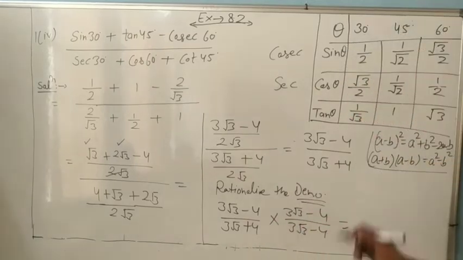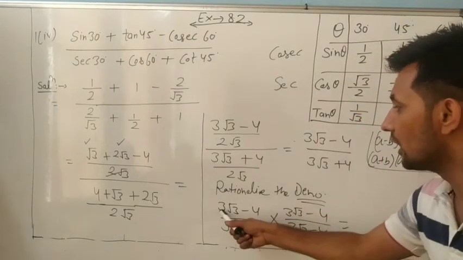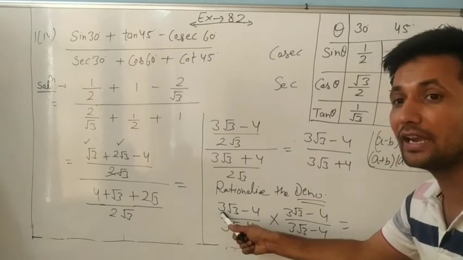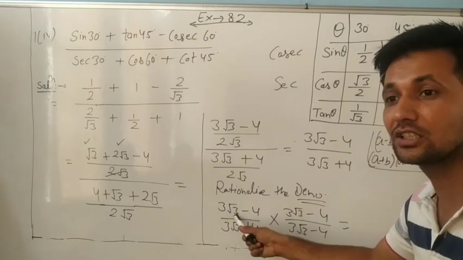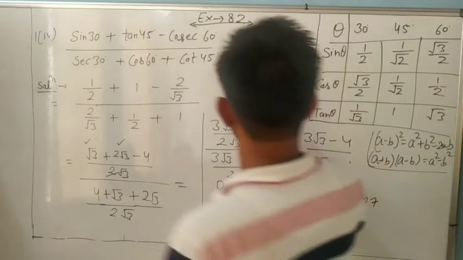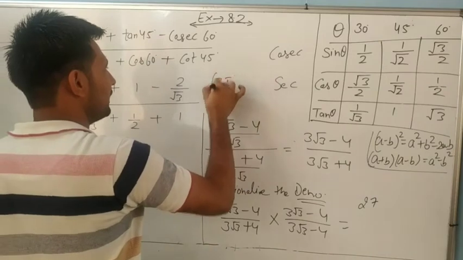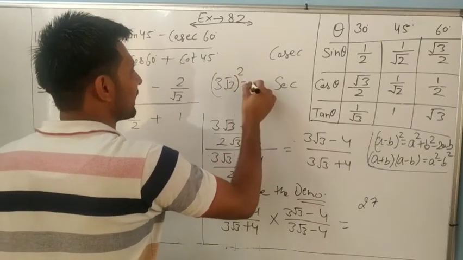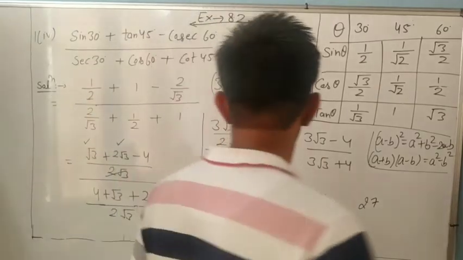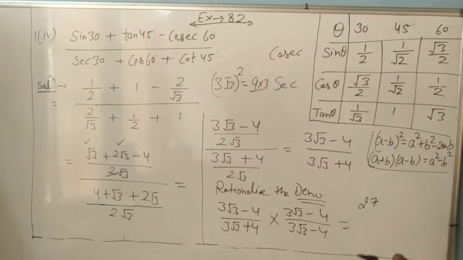So what is A square? A square is 3 root 3 whole square. 3 square is 9, and root 3 square is 3. So it becomes 27. Very good. 3 root 3 square: 3 square is 9 and root 3 square is 3, 9 into 3 is 27. Directly, we will not waste our time.